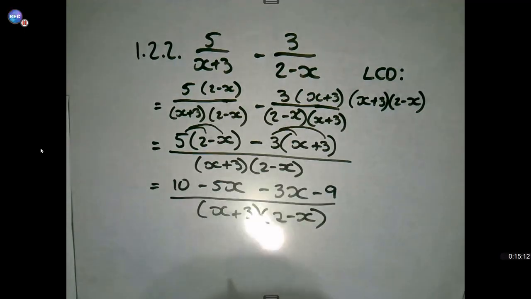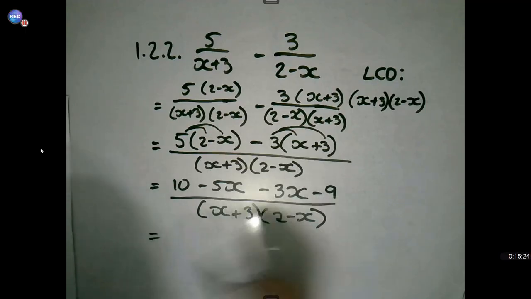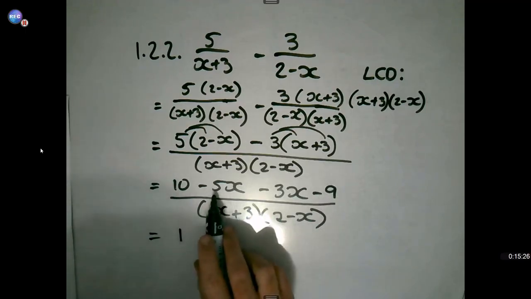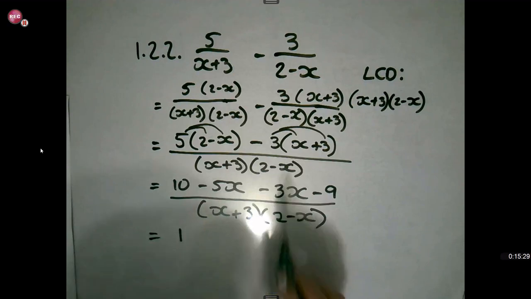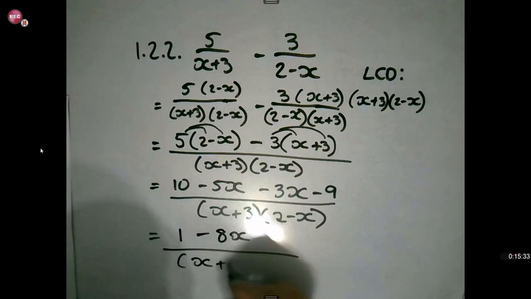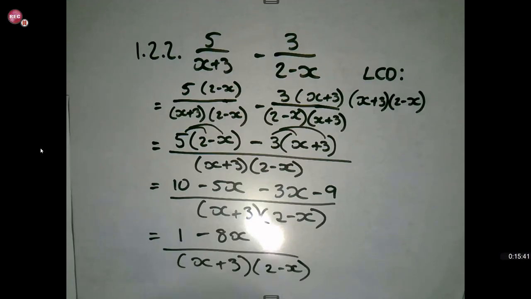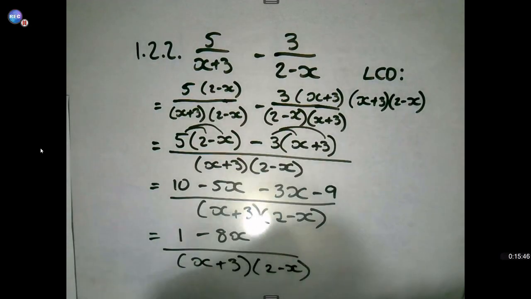Now at the top, you need to go and look for the like terms and then simplify as far as you can. 10 minus 9 is 1. Negative 5x minus 3x gives me negative 8x. And that is then placed over x plus 3, 2 minus x in this case. And there you solved the fraction by simplifying it. Okay, let's move on.